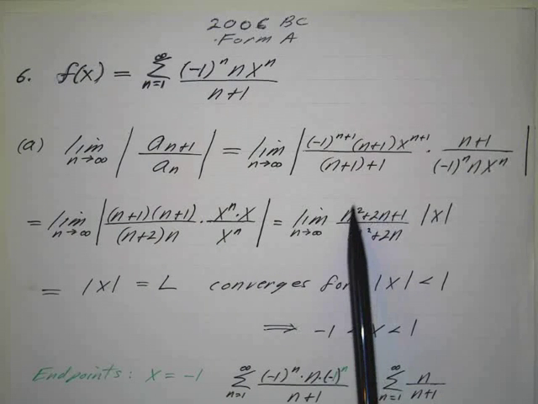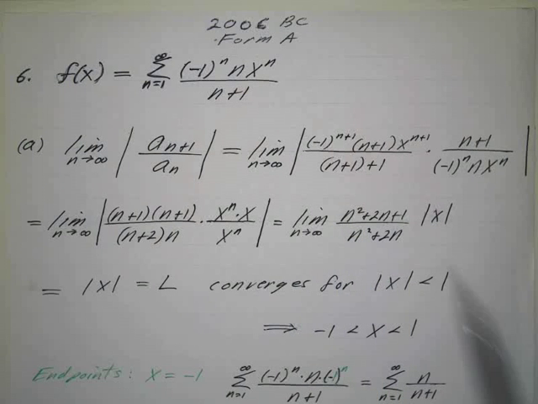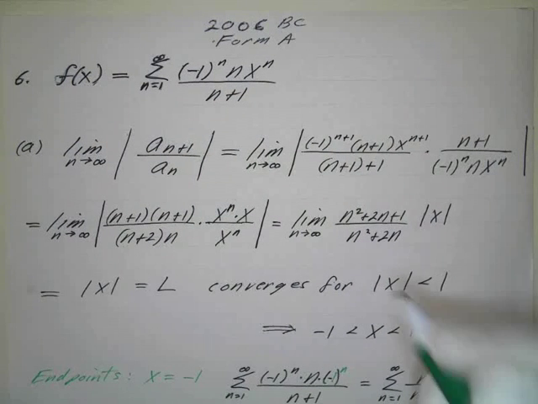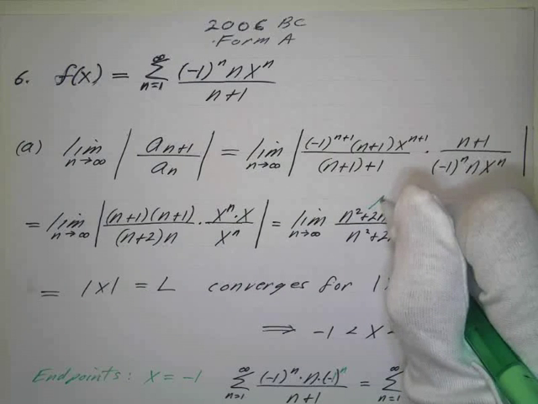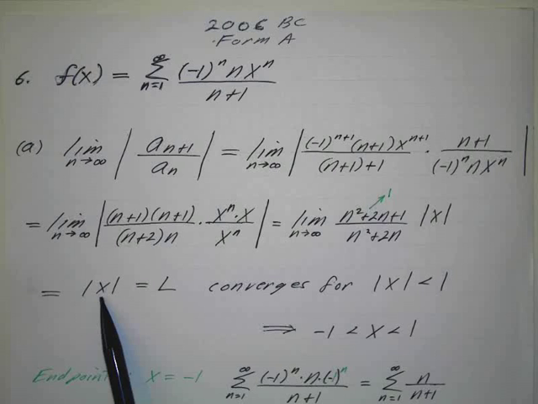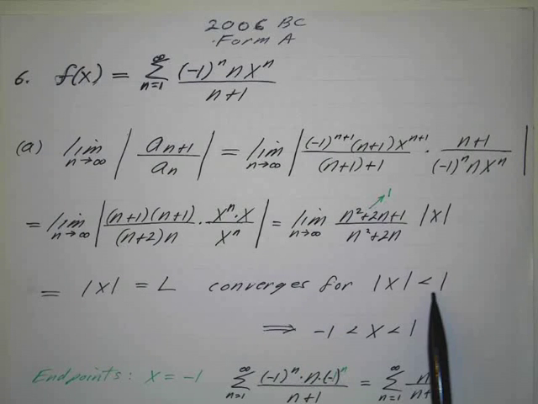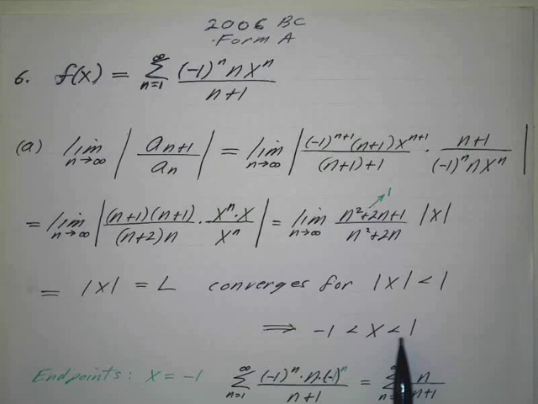N squared plus 2n plus 1, n squared plus 2n. And notice, both the same degree, so I look at the ratio of the coefficients, which is 1, so this limit goes to 1. So I end up with just 1 times the absolute value of x, and that equals L, and that converges when L is less than 1, so that converges when the absolute value of x is less than 1, or equivalently, x is between negative 1 and 1. So there's my interval of convergence by the ratio test, except I've got to check the endpoints and see what happens at the endpoints.